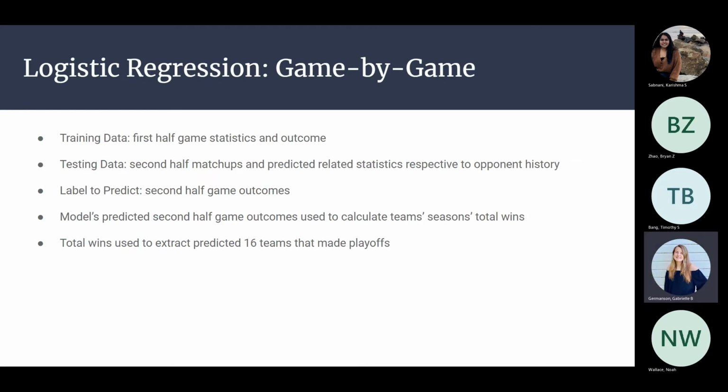Our last logistic regression model was the game-by-game approach. As mentioned earlier, training and test data was split within each season to predict game outcomes of the second half of the season. Thus, training data consisted of first half games, stats, and outcomes. Testing data was pairing of second half matchups with predicted corresponding stats regarding opponent history. The model's predicted second half game outcomes can be used to calculate total win counts for all teams across all seasons. Total win counts can then be used to extract the 16 teams that make playoffs.